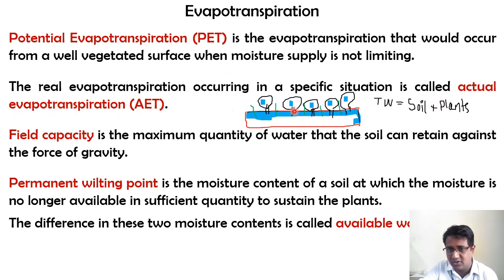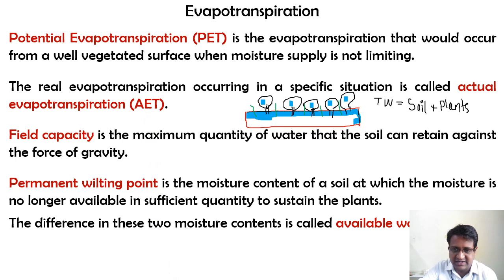If the soil is completely saturated, then the evapotranspiration that occurs, you call potential evapotranspiration. Similarly, if the soil is not completely saturated, that is, it is in various stages of moisture content, then whatever evapotranspiration occurs there, you call actual evapotranspiration.